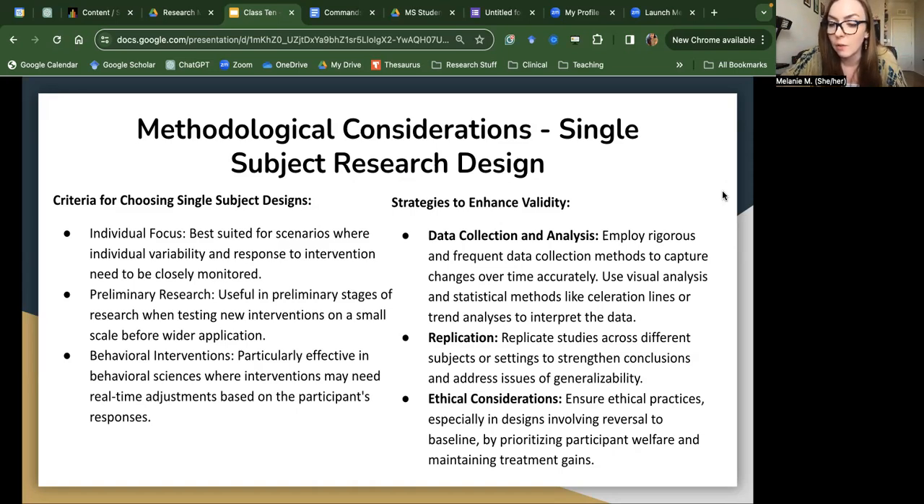Replication is also very helpful. Again, this is usually preliminary research and is replicated later on so that you can start to address those areas of generalizability. And think through any ethical considerations that may impact the participants' welfare or maintaining treatment.